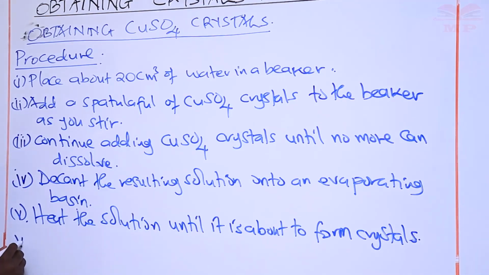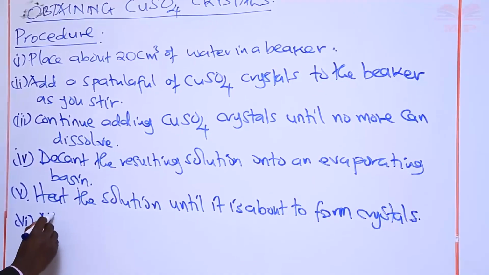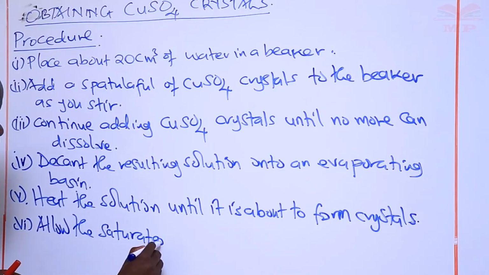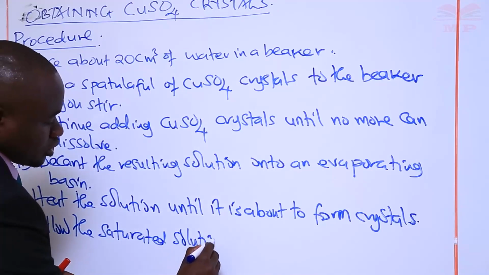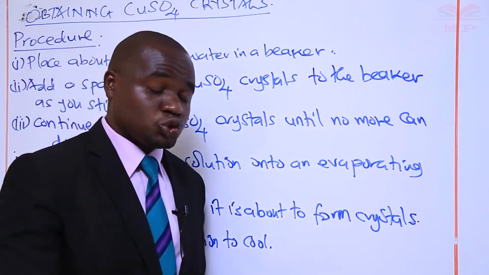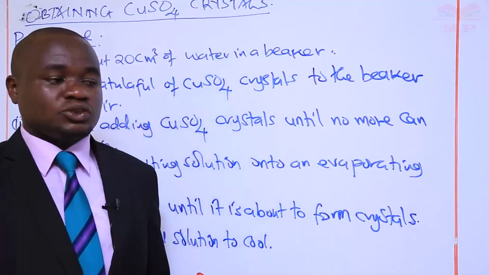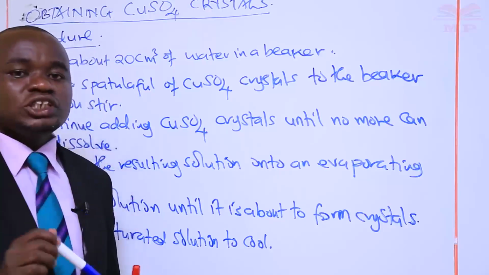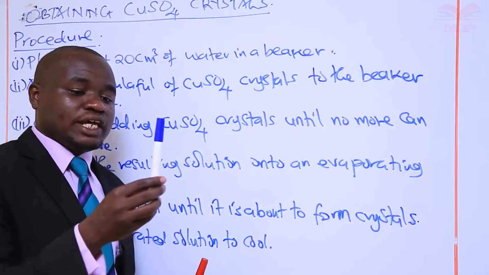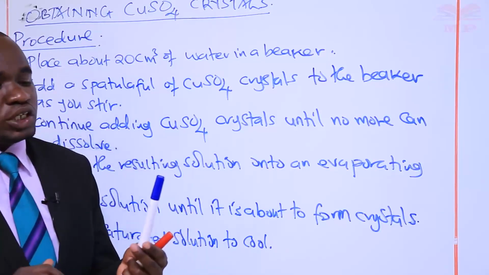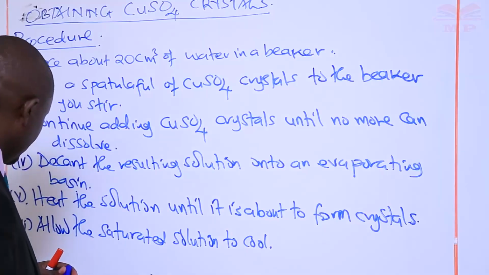So that brings us to the next point in our procedure. You allow the saturated solution to cool. We have said you are allowing it to cool after confirming that it is ready to form crystals. And how do you tell that it is ready to form crystals? By dipping a glass rod into that solution and holding it in the air. Once the glass rod has cooled, you'll be able to see crystals on it. And for that case, you'll now stop heating.